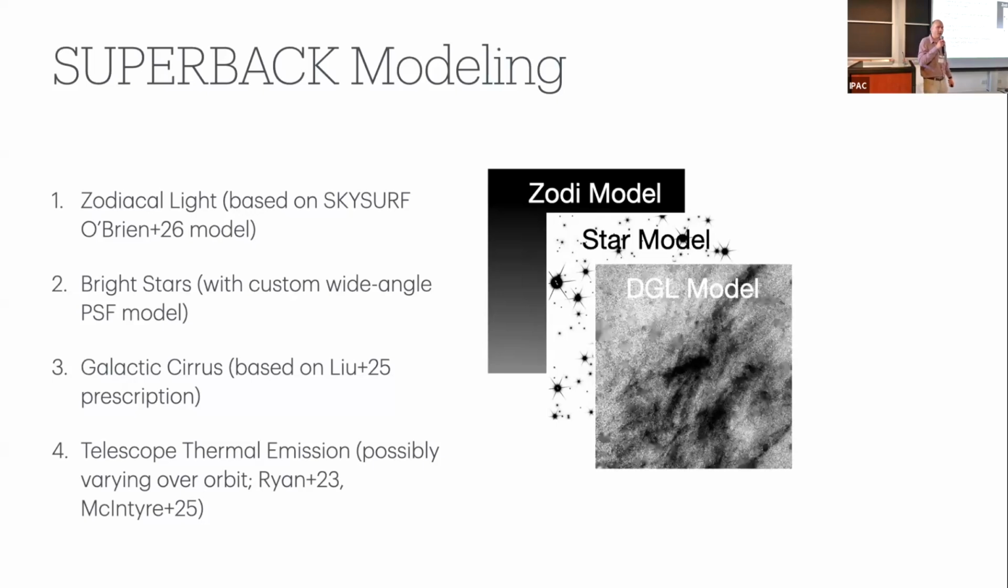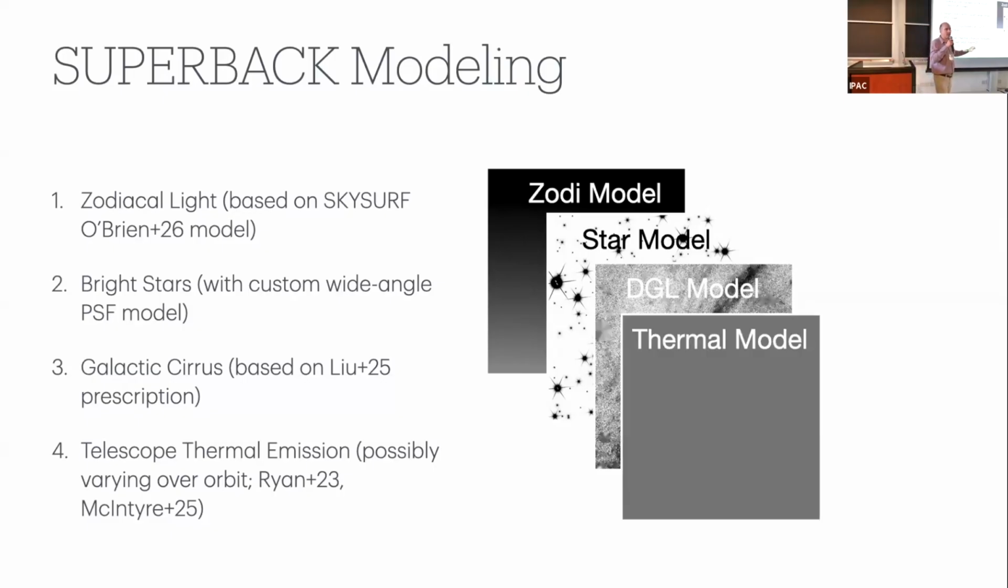We also have a model for galactic cirrus. This is based on King Lu's model that he developed for the Dragonfly telescope that correlates Planck emission with the streamy structure in an image to identify where you expect diffuse galactic cirrus to be. And we also have thermal emission from the telescope that we expect to be non-negligible, especially in the K-band. And we also incorporate the effect that this may vary over the course of an orbit, which is something we've seen in HST data.